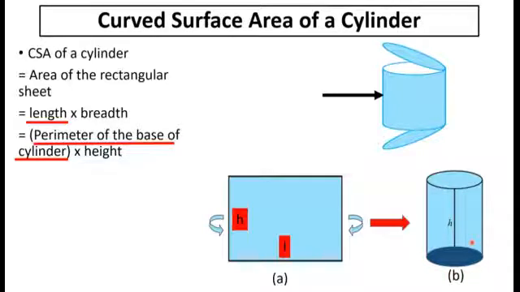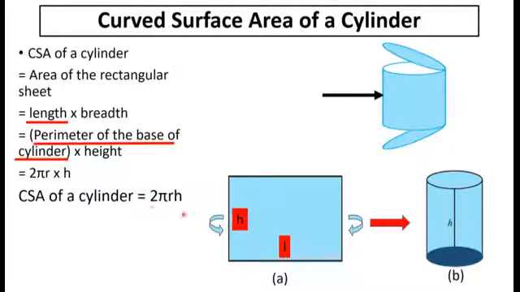So this perimeter is equal to length of the sheet. So now it becomes perimeter of the base of cylinder into height. But perimeter of the base of this cylinder can be written as 2 pi r. So our equation becomes 2 pi r into h. So CSA of cylinder is written as 2 pi rh.